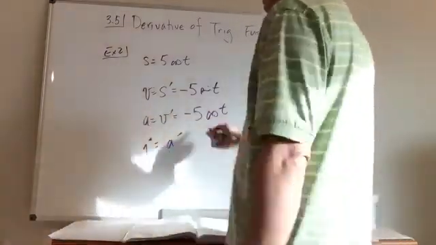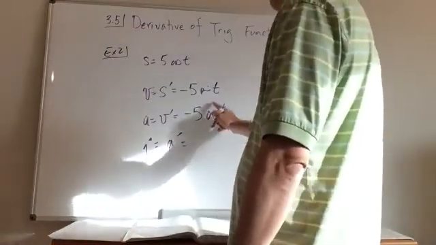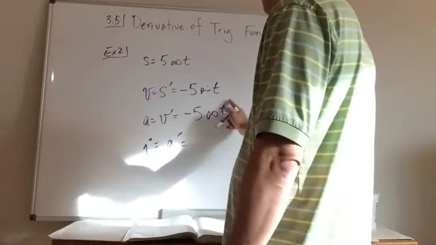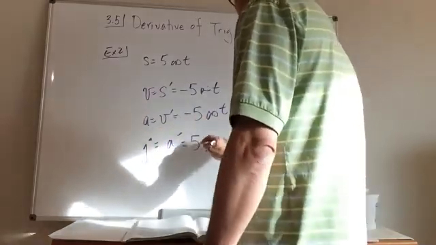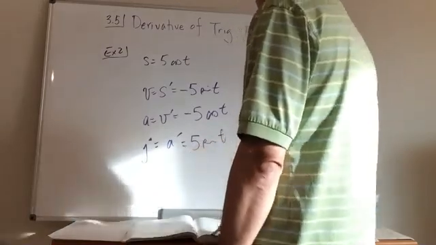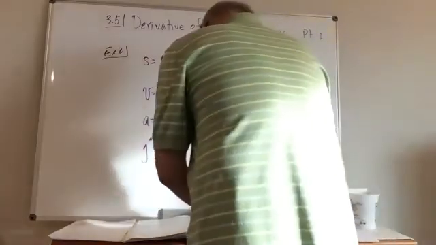If I want to find the jerk here, what would it be? I'd have to take the derivative of this guy, which would be negative sine t. Negative and negative cancels out, so I get 5 sine t. So that's what jerk is.